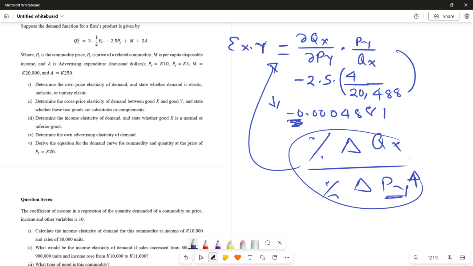So just one more clarification there. With the cross price elasticity, you don't introduce a modulus. You get the values as they are. If the answer is negative, work with it. If the answer is positive, work with it. I'll explain why.